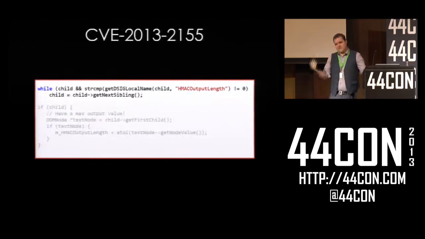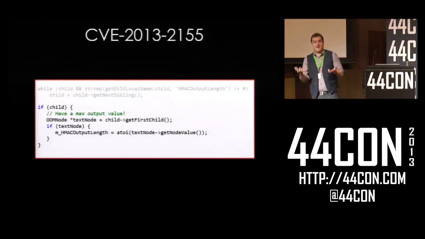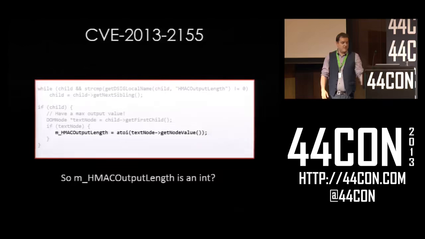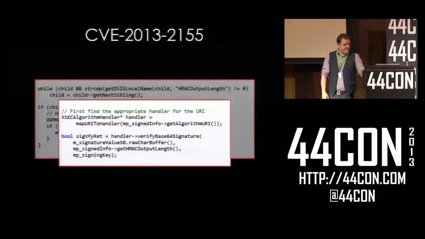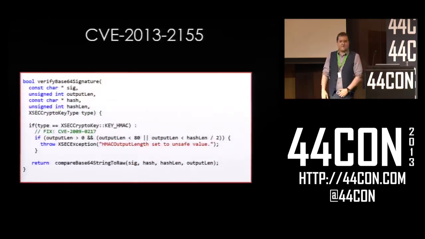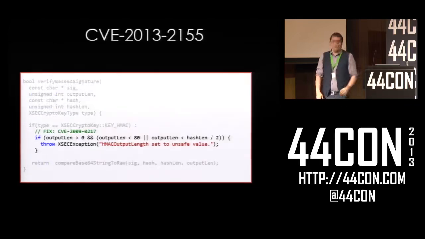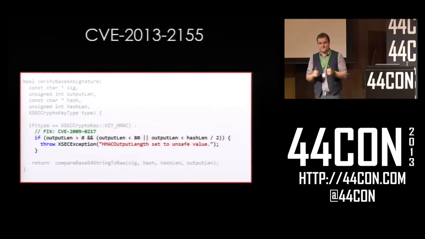Their code pulls out the output length. It's just a text node which contains an integer value. It then passes it to A2I, which is the C library function which converts an ASCII string to an integer. So presumably, that value is a signed integer. Okay, remember that? It goes through a few different steps until ultimately it gets to this function. And this function is where the actual fix is. You can even see the comment, fix 2009-0217, because obviously it's all good.